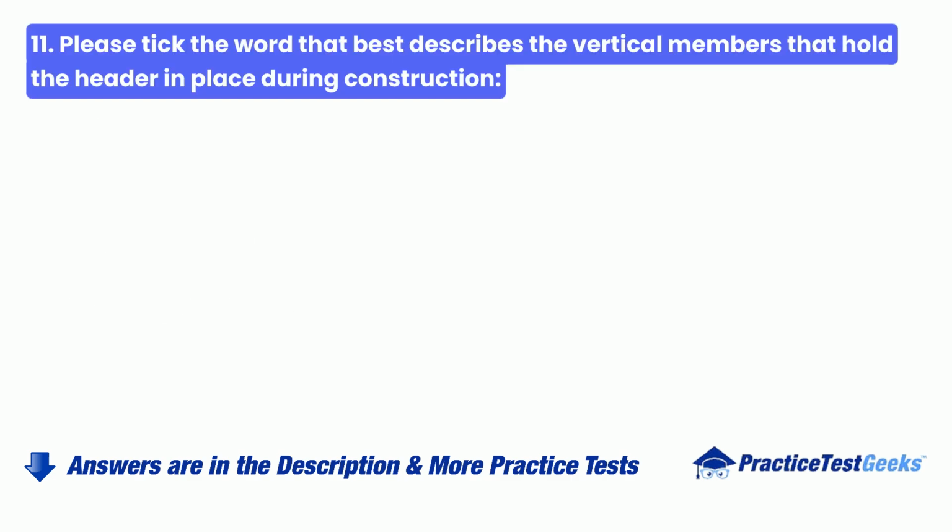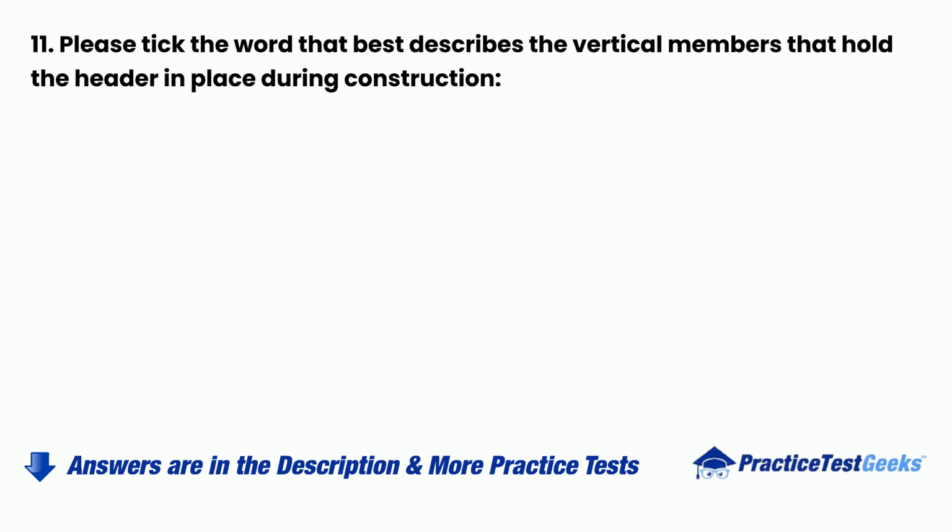(11) Please tick the word that best describes the vertical members that hold the header in place during construction. A. Jamb. B. Joist. C. Jack studs. D. Beams.